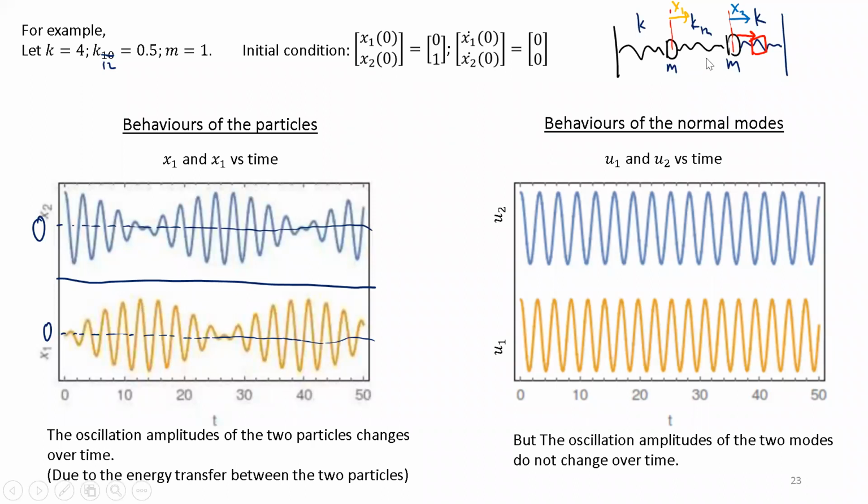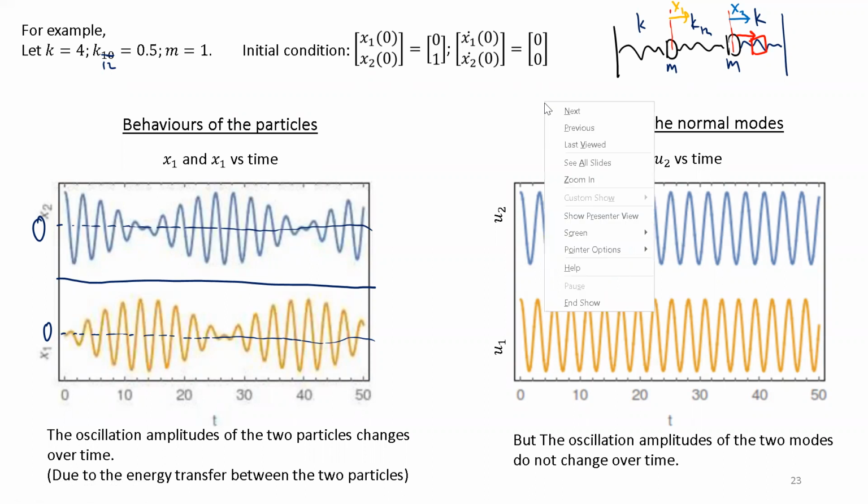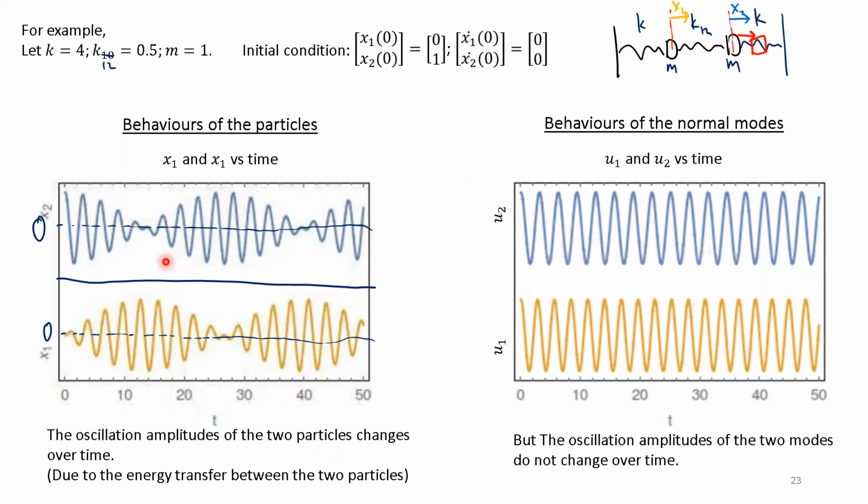On the other hand, we look at x2. What happens is that initially, it has the displacement over here, which is the initial displacement that we gave. And then it will oscillate.